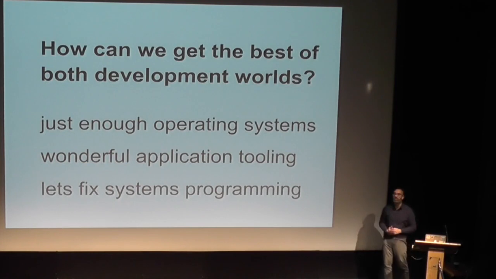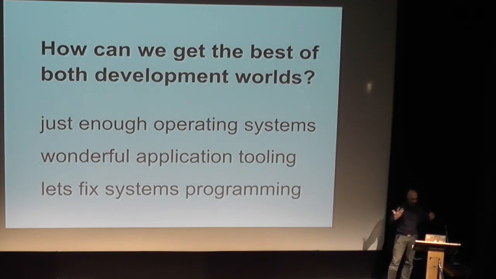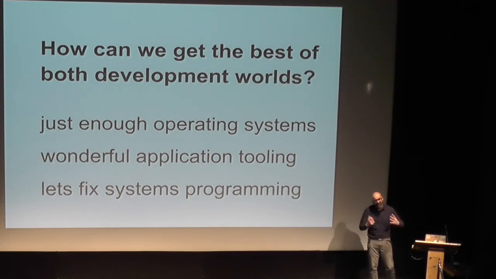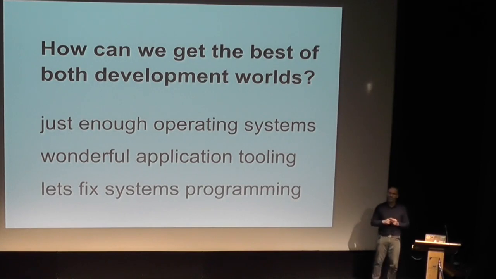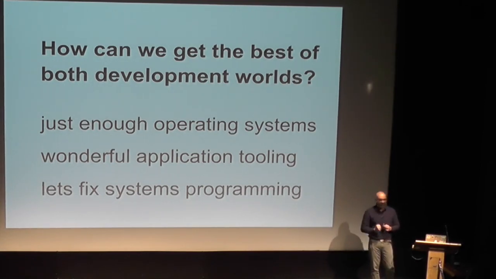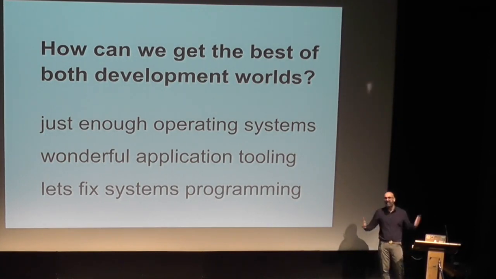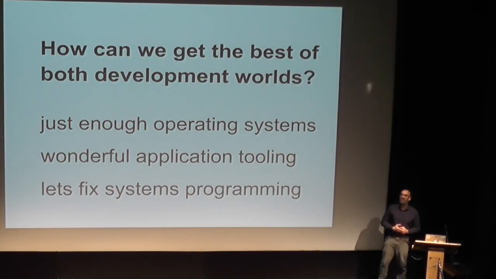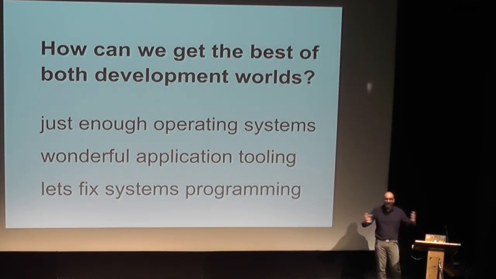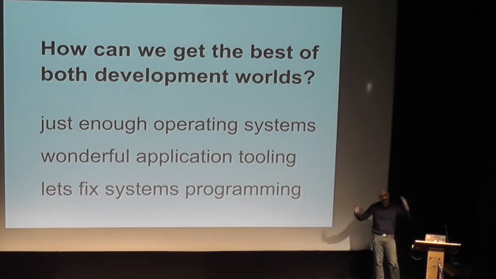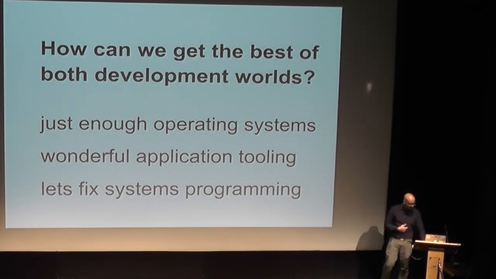This is what I'm going to spend the remainder of the time talking about, which is how do we get the best of both development worlds? If we can close this gap, if we can force these communities to talk to each other, if we have just enough operating systems so we can choose the level of complexity that we work with, if we can use this wonderful new application tooling, and get this zeitgeist of people doing work in this space together, then we can fix systems programming together, and we can try to have a future where we don't have great ultra mega visors that we have to deal with and many layers of complexity.